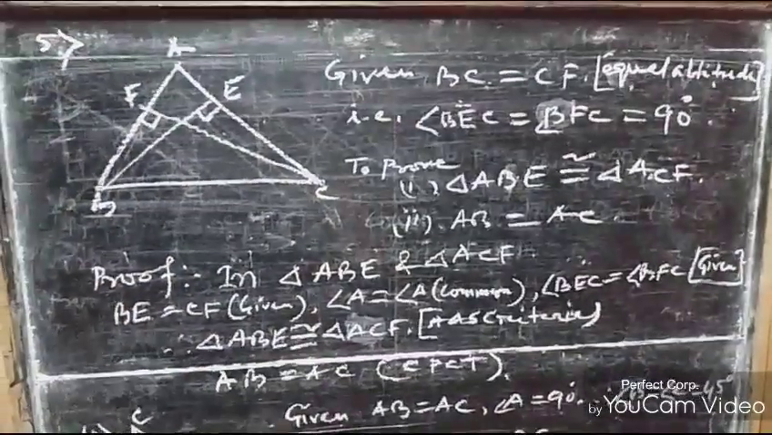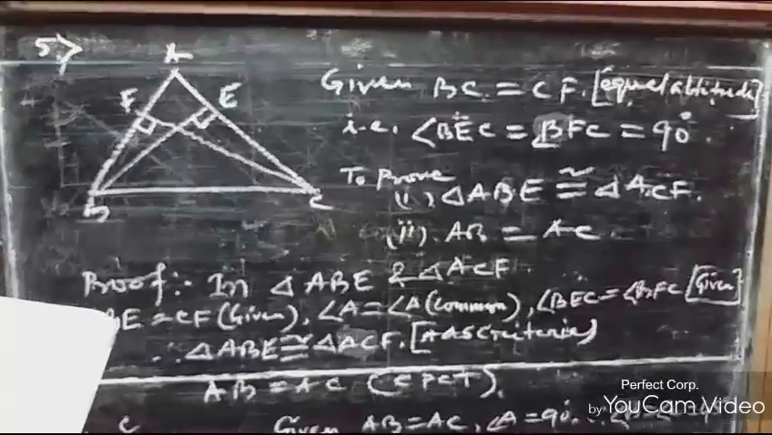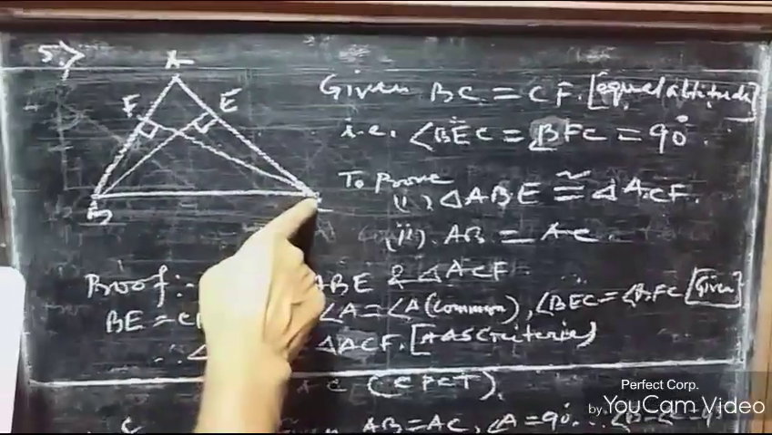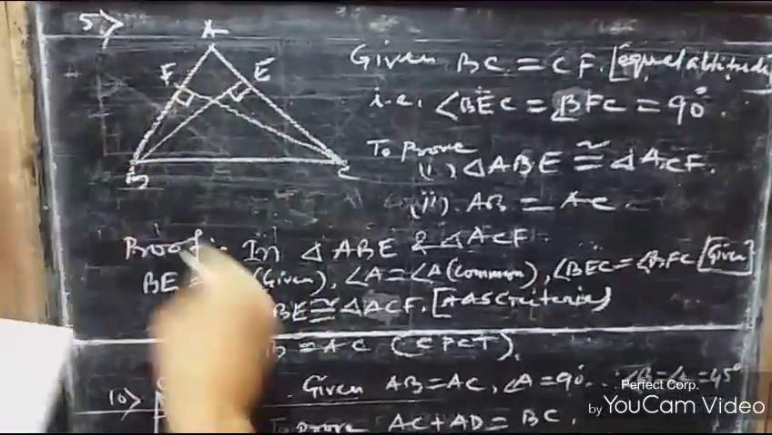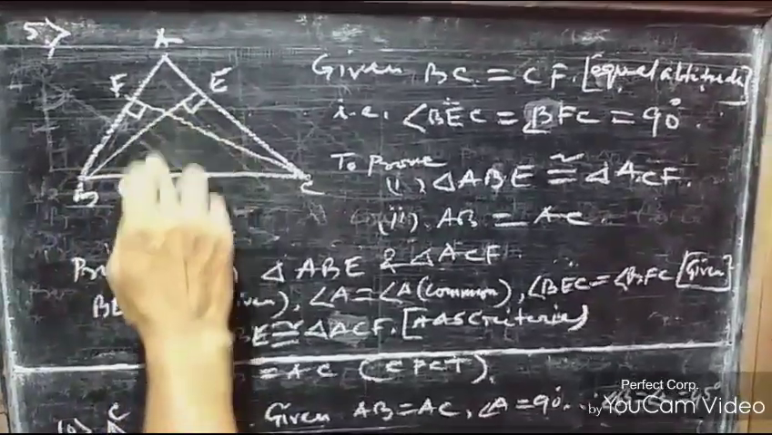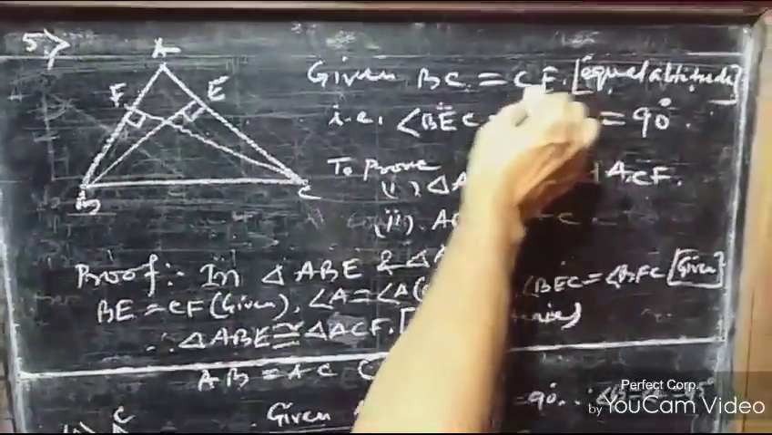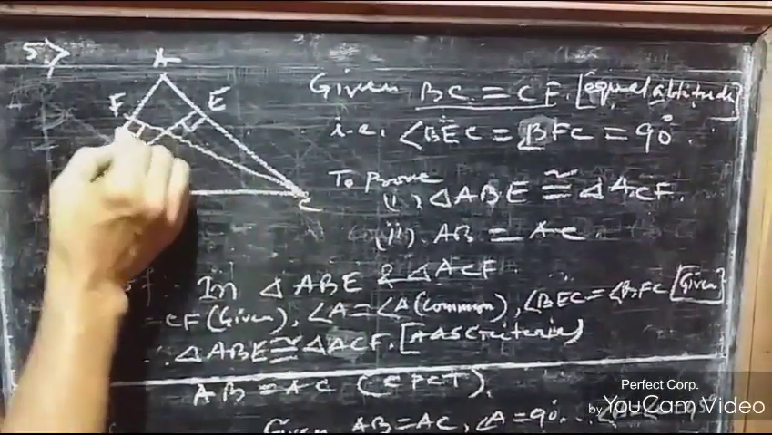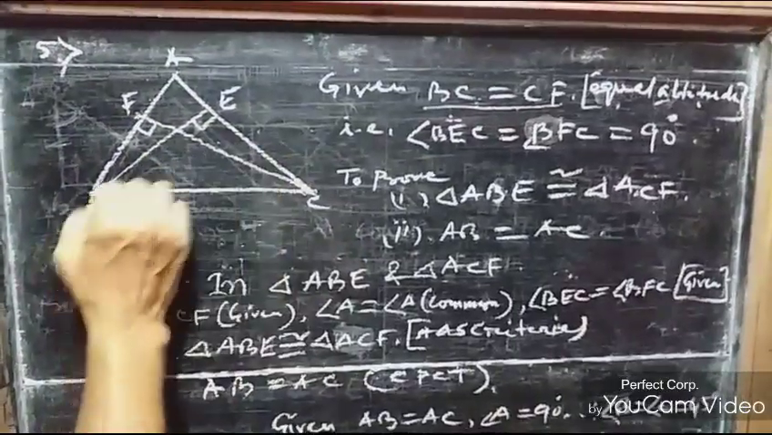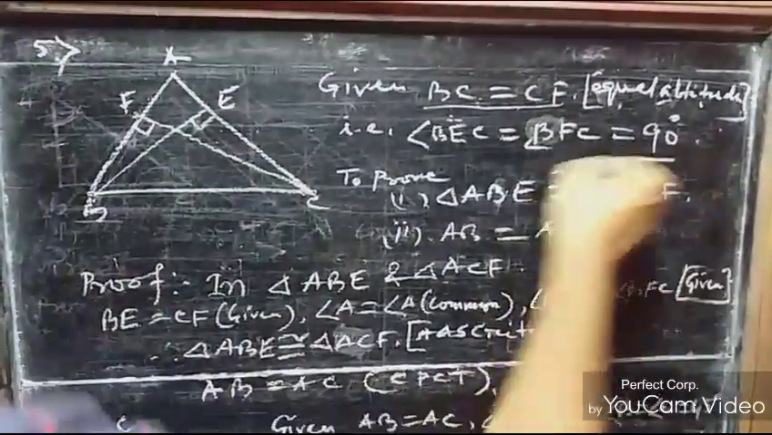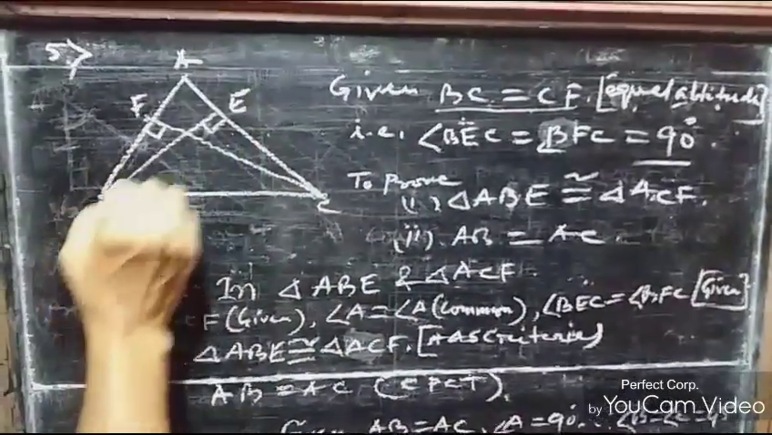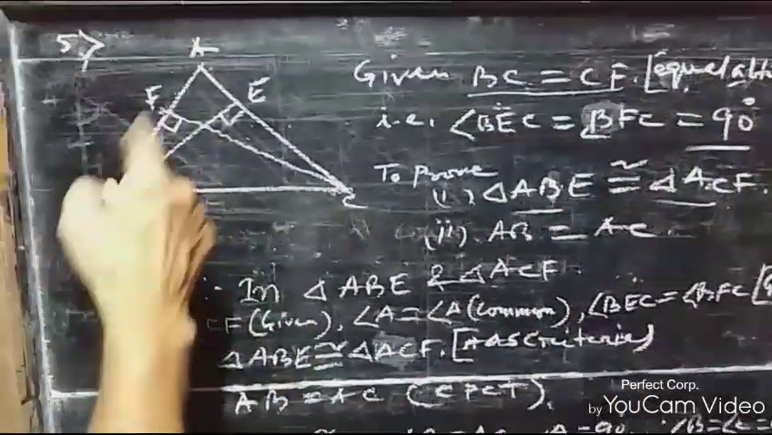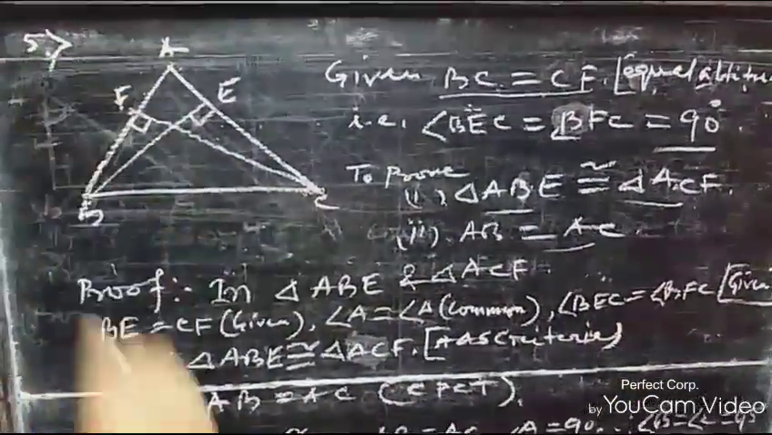Number 5. It is given in a given figure triangle ABC, BE and CF are two equal altitudes. This is altitude, you know, this is a perpendicular and this is also perpendicular. Perpendicular distances are the same. That is, this is perpendicular means this is 90 degree, that is angle BFC and angle BEC are 90 degree. We need to prove triangle ABE and triangle ACF are congruent and AB equal to AC. This is the isosceles triangle.